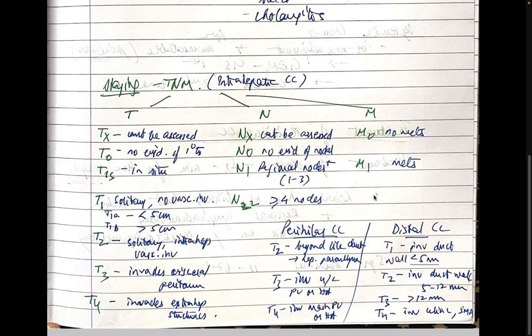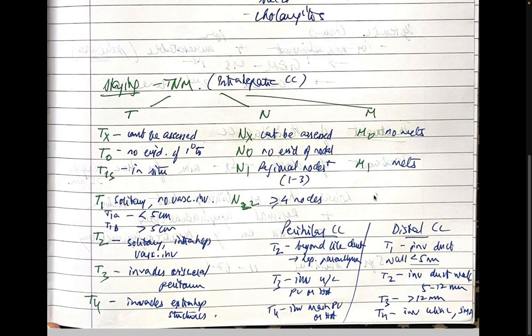Now what about T's? TX can't be assessed. T0, no evidence of primary tumor. TIS is in situ tumor. T1 is solitary and there is no vascular invasion. T1A is less than 5 centimeters. T1B is more than 5 centimeters. This is intrahepatic cholangiocarcinoma. T2, it's solitary and there is vascular invasion. T3, it invades the visceral peritoneum also, and T4, it invades extrahepatic structures.